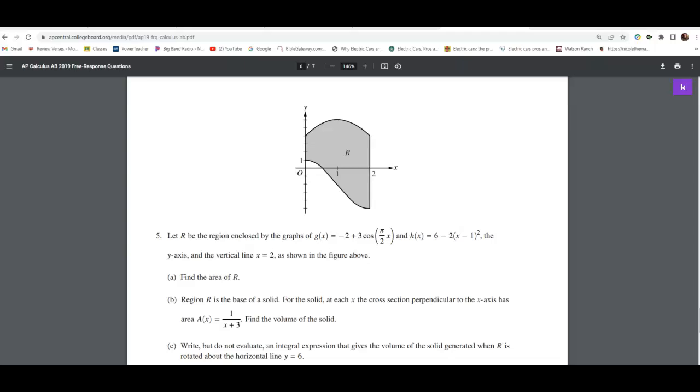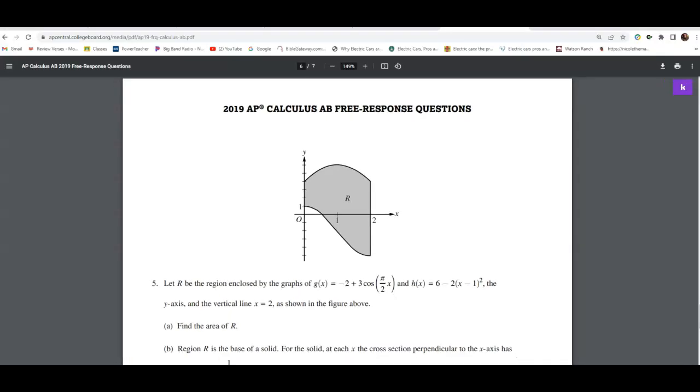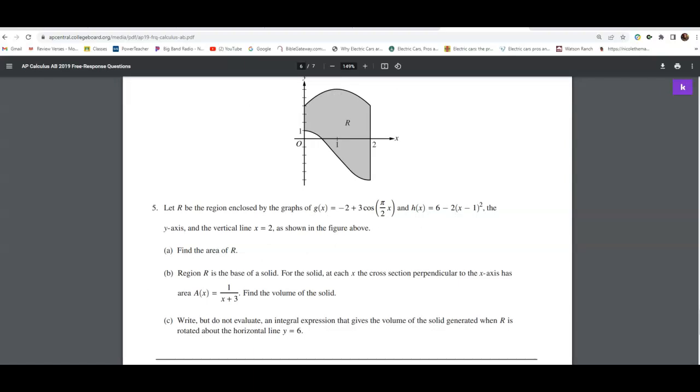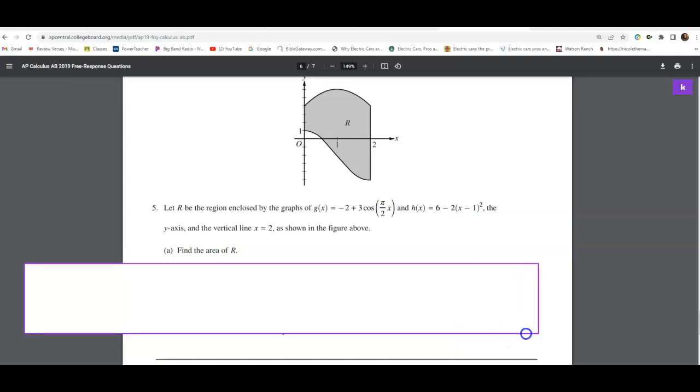All right, so let's go ahead and do part C. This is FRQ 2019, number 5. We're doing part A only. Since it's a number 5, that means there's no calculator being used for these questions. These are integrals that we need to do by hand.